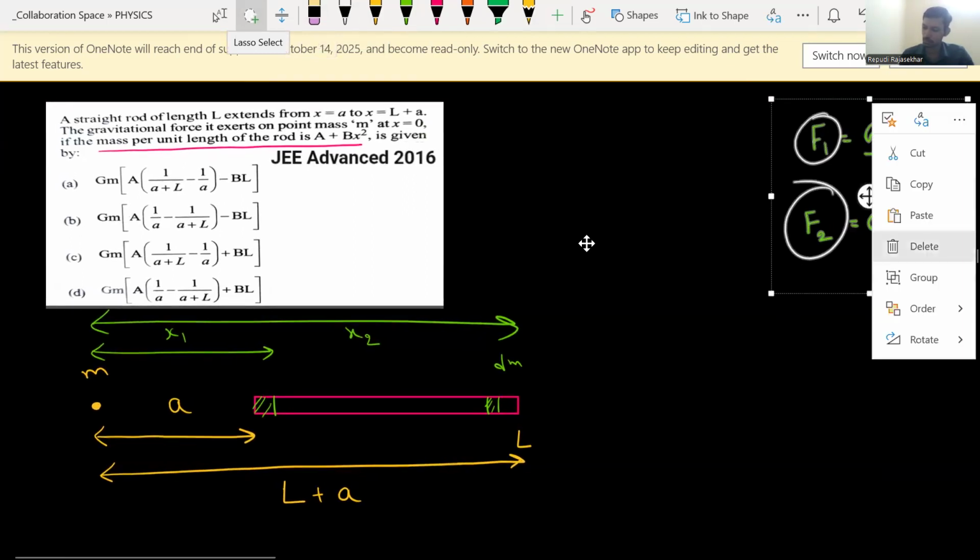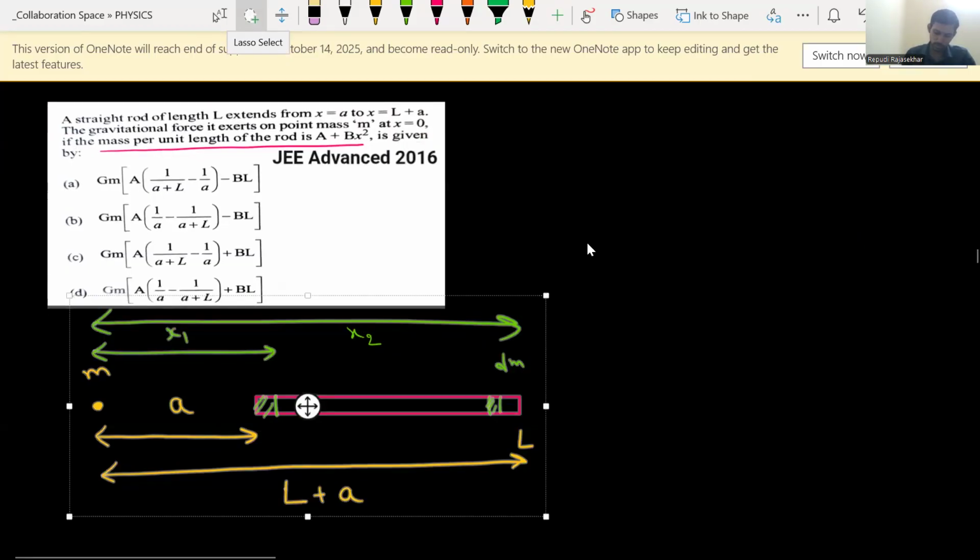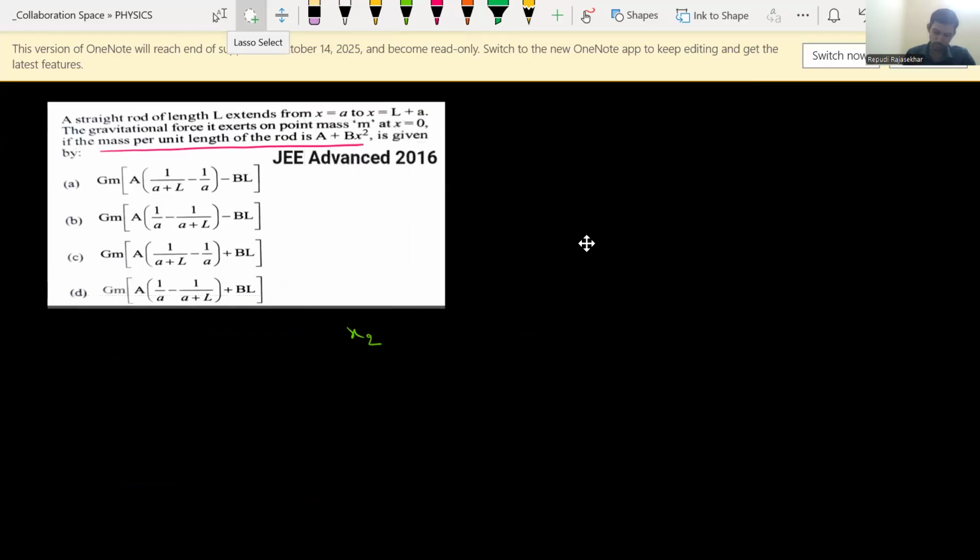Here I will remove this one. Right, everything also I will remove. I need to draw the diagram again. Sure.